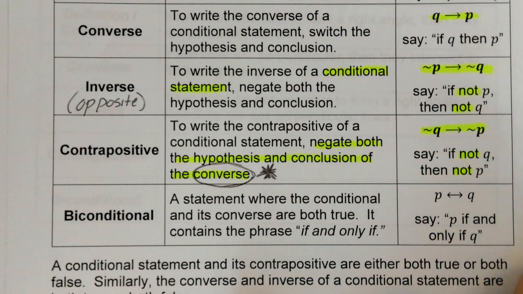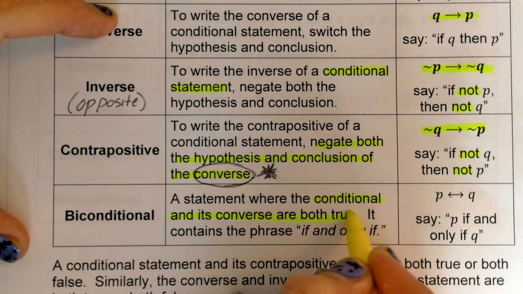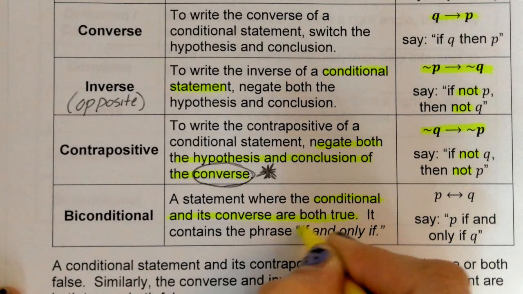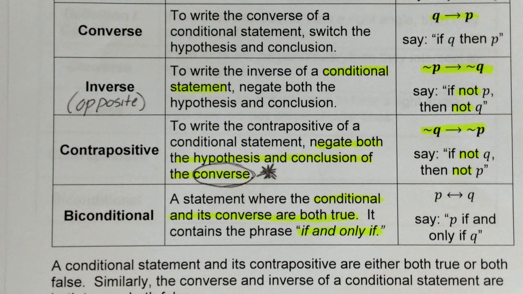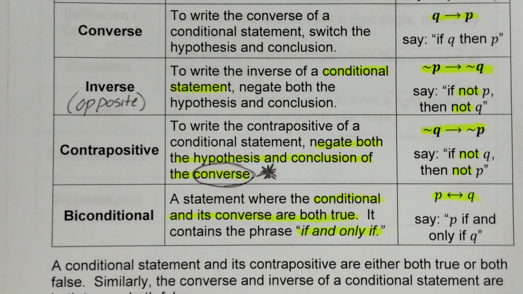Your biconditional statement is a statement where the conditional and the converse are both true. So you're not actually going to have an if-then statement now. You're going to take off the if and then, and between the hypothesis and conclusion you insert the words if and only if. On multiple choice, this is the easiest one to find. If I say find the biconditional, find the if and only if. That's why the arrow goes both directions here. It's saying P if and only if Q.